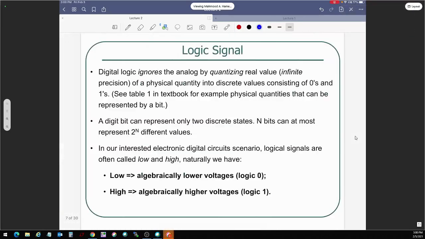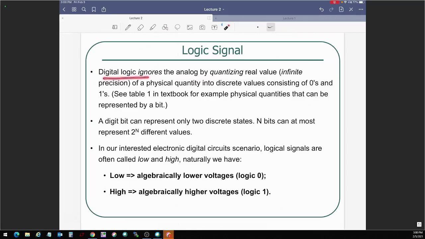Now, when it comes to a logic signal, the digital logic ignores the analog by quantizing a real value. Do we not do Boolean algebra? We are going to do Boolean algebra. So after digital circuits, we get into Boolean algebra. So that's lecture 3. All right.